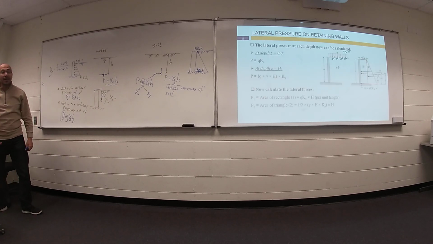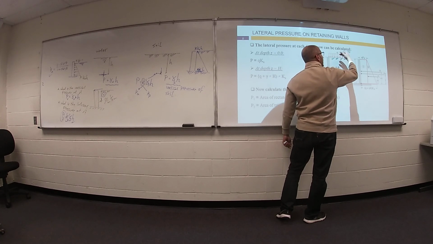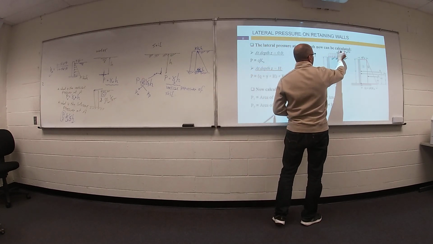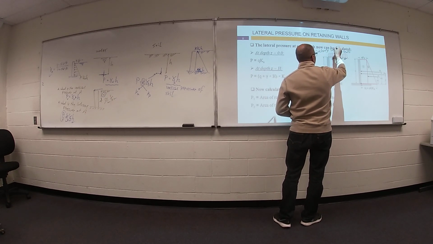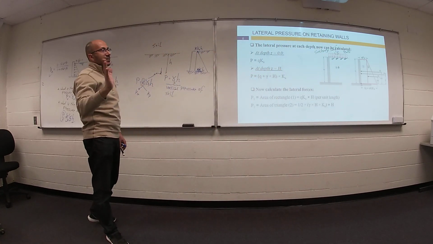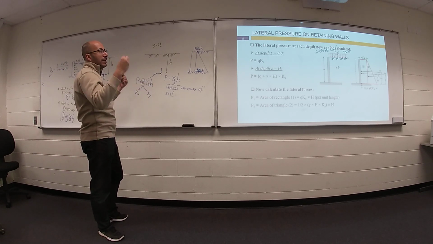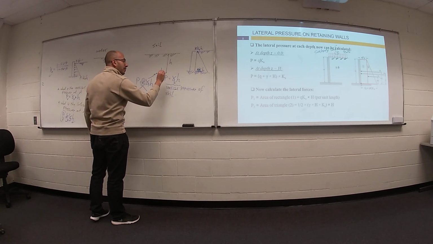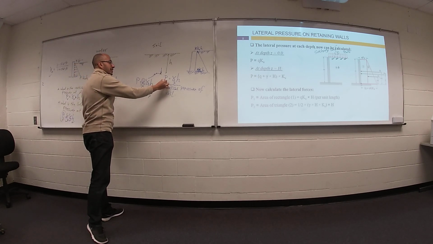So maybe you have a retaining wall supporting soil and you have additional load on the ground surface. This load is called surcharge load, additional load on the ground surface. My concept for lateral pressure of soil is: calculate your vertical pressure, multiply it by K to get your lateral pressure. That's right. This one is vertical, this one is lateral.